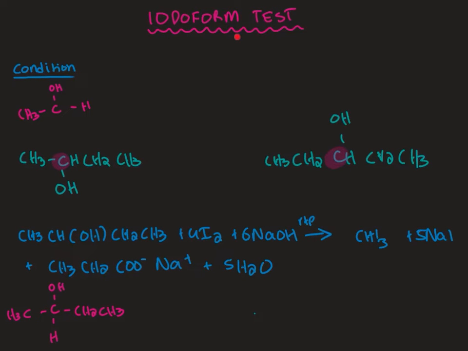to be looking at the iodoform test. The first thing that we're going to be talking about is the condition for the iodoform test. So in this case, the carbon that I've highlighted right now, the one that's directly bonded to the OH, needs to be bonded to a methyl group as well as a hydrogen for this test to be positive. Let's look at a few examples.